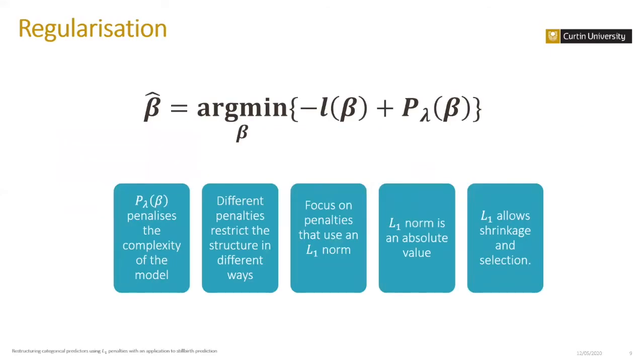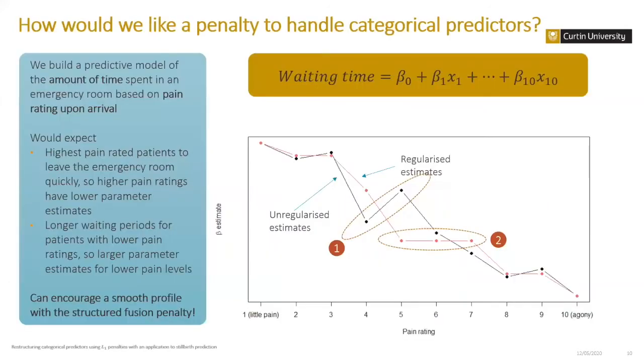When we calculate our regularized estimates, we do so by minimizing the negative log likelihood with the addition of some penalty function of the predictors. There are lots of different penalties out there, and your choice is a little bit dependent on what you're hoping to achieve with your solution. Here we have a main focus on penalties that use the L1-Norm, because it allows both shrinkage and selection.